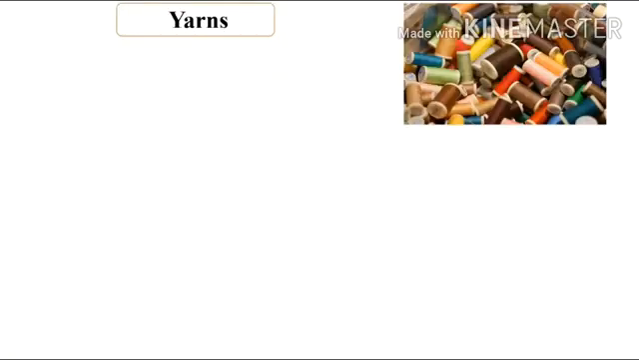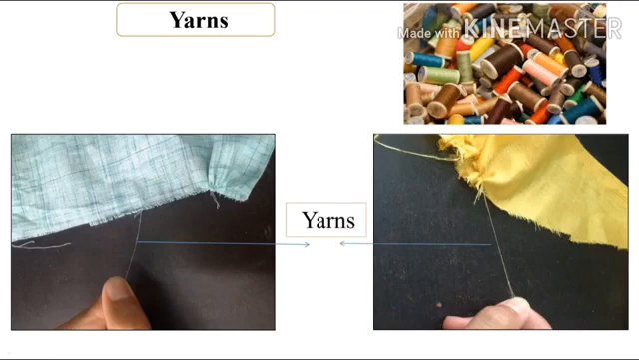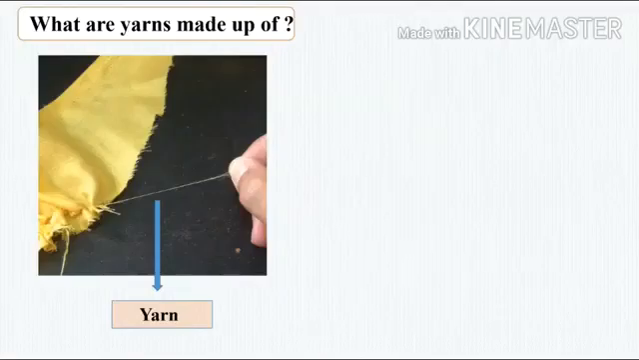So children, what are yarns? Here you can see the yarns. Let us go into detail about the yarns and how they are obtained. Take a fabric and take a small thread from this. This is the yarn. From the fabric you can separate the yarns. A fabric is made up of yarns arranged together. The yarns are arranged either in vertical or horizontal forms.